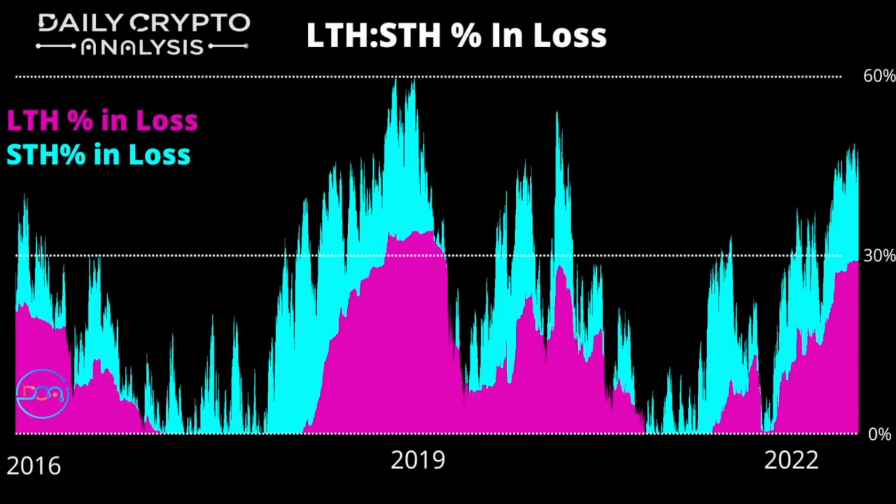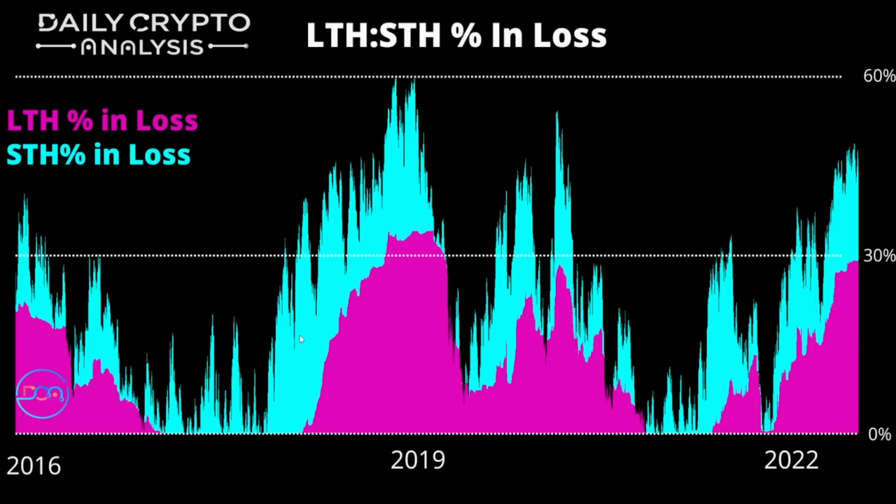Okay, guys, so that was a long-winded segue to bring us to the chart that we're going to look at today, and that's this chart right here. We're going to look at this in two different ways, and the first way is the long-term holder to short-term holder percent in loss. What we have here in the aqua color is the percentage of short-term holders that are holding coins at a loss, and then conversely, in pink, the percentage of long-term holders who are holding coins at a loss.